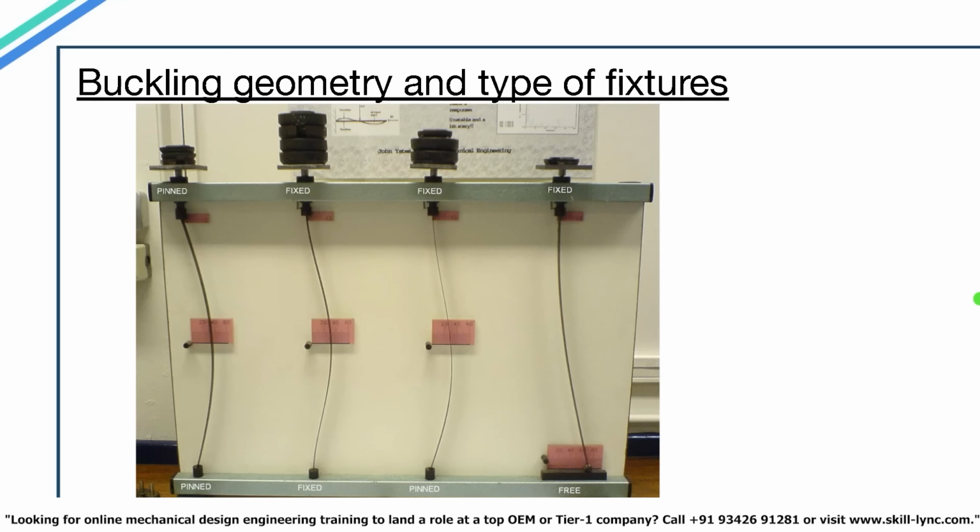The buckling geometry of the material can also depend on the type of fixtures the member has. To prove this, we have an image. Here you can see that the four metal strips have different shapes of buckling. But why? It's because of the different fixtures each of these strips has. There are three types of fixtures being used on the metal strips. They are pinned, fixed, and free.